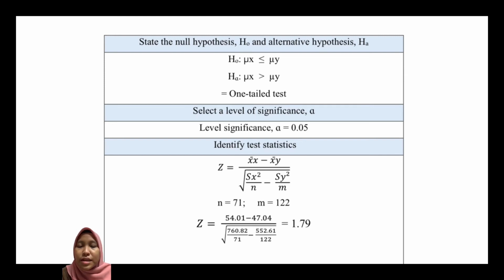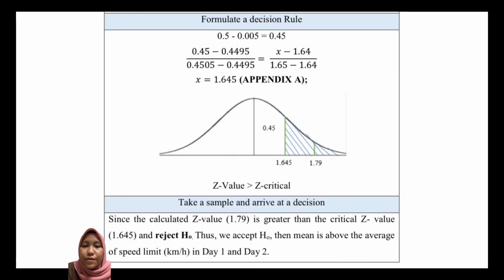Next, we select a level of significance alpha, which is 0.05. Then we identify the test statistic using the formula and got the Z value is equal to 1.79. Next, we formulate a decision rule, and as shown in the figure, Z value is greater than Z critical. Since the calculated Z value, which is 1.79, is greater than the critical Z value, which is 1.645, we reject H0. Thus, we accept that the mean is above the average of speed limit in day 1 and day 2.